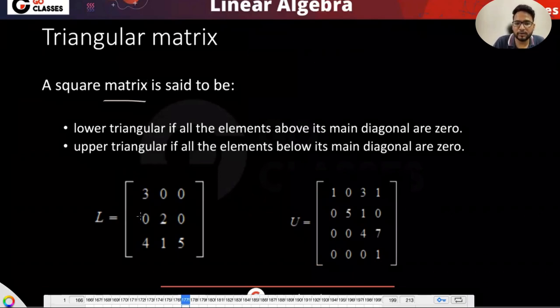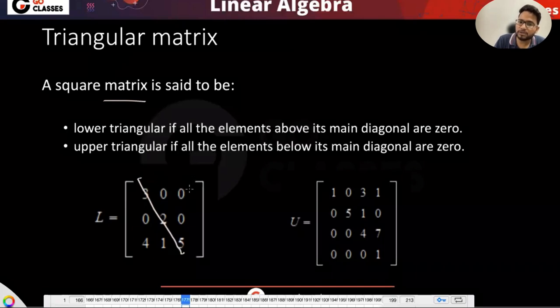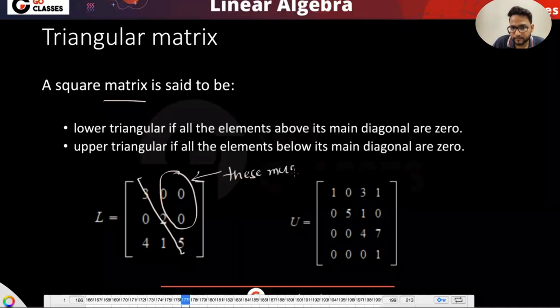It depends on where you have zeros. Since it is a square matrix, you can say that this is the diagonal. A better way to say it is that for the lower triangle, the elements above the diagonal must be zeros, and the elements on and below the diagonal can be non-zero. Similarly, for the upper triangle, the elements below the diagonal must be zeros.